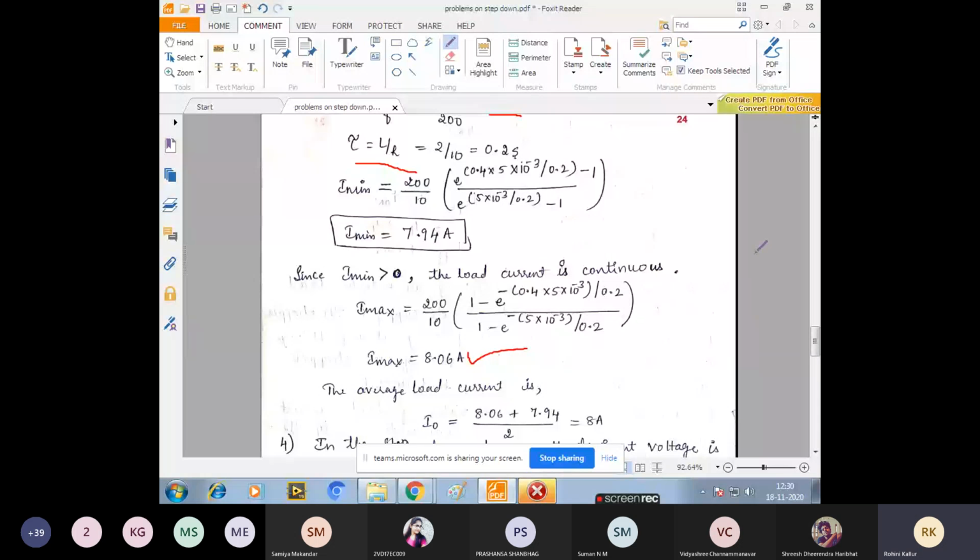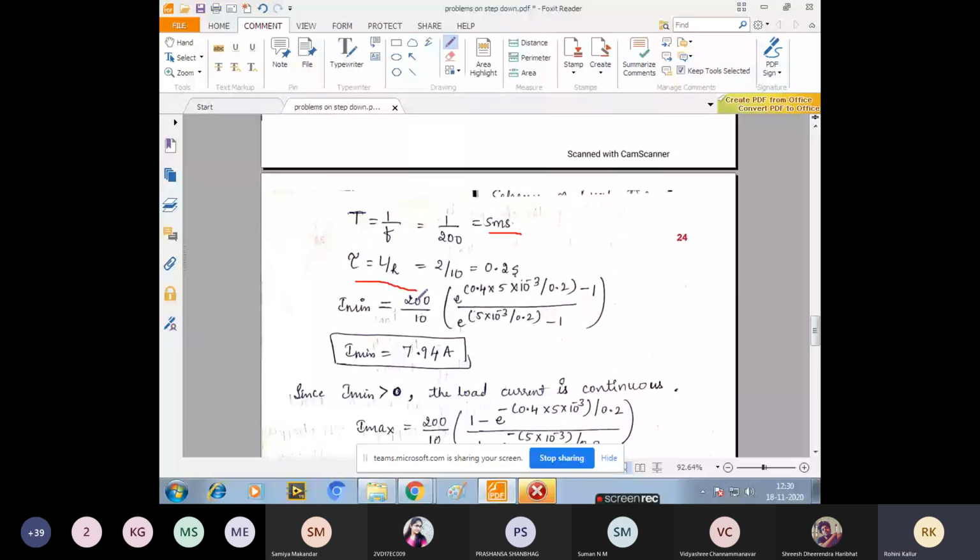So this is, sorry, I think I was doing this. Yeah. I minimum is equal to Vs divided by R, e to the power 0.4, this is K, this is T, this is tau. K, T divided by tau, minus 1 whole divided by e to the power K divided by tau. The value is equal to 7.94. You can see that the value is positive or it is greater than 0. So when it is greater than 0, it indicates that the load current is continuous. Okay. This is the first conclusion.